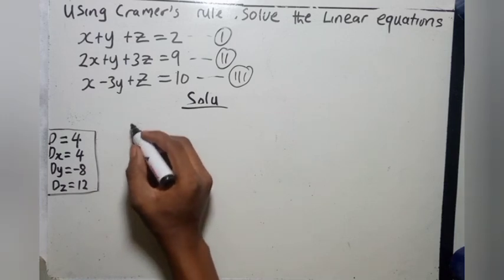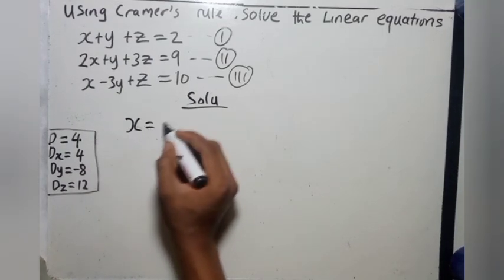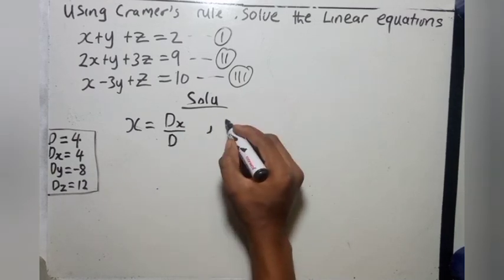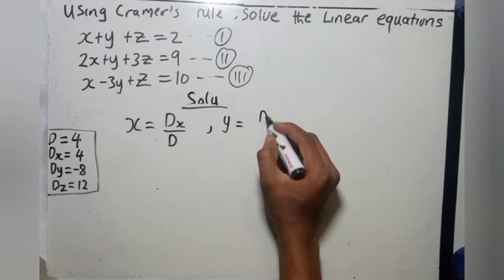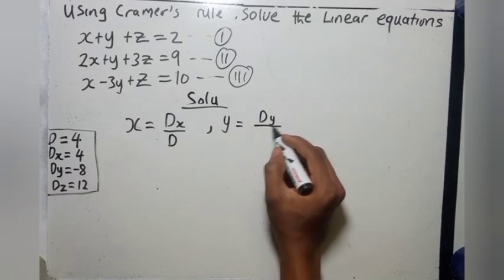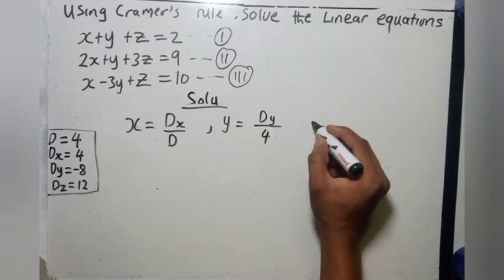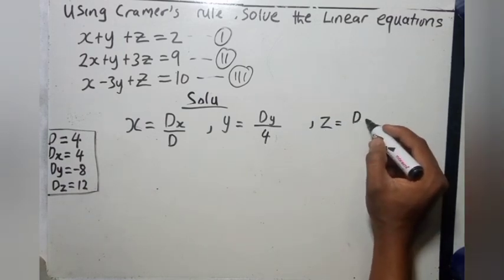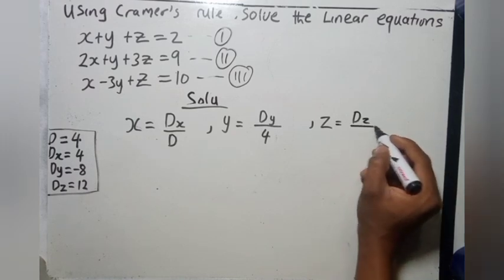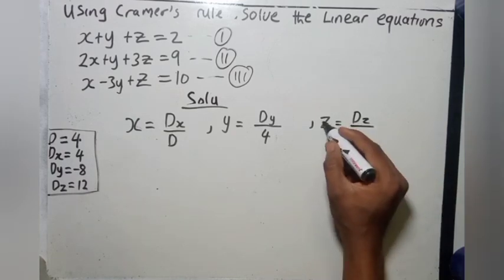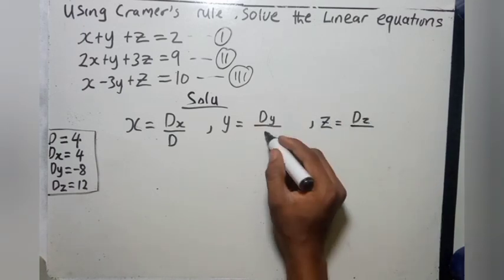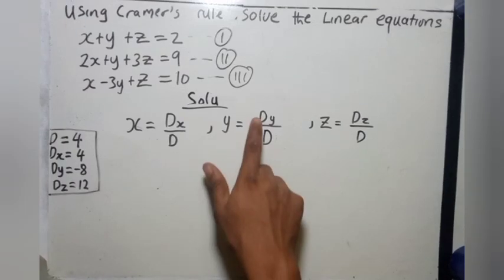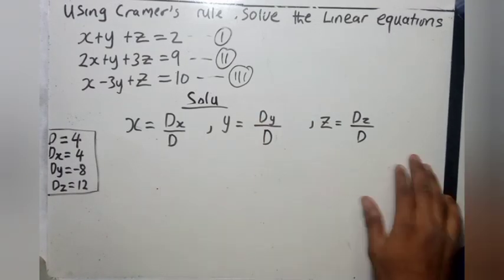Now for us to get our x is what? Dx over what? D. And for us to get our y is dy over what? D. For us to get our z is dz over what? D. They're all over d. This is dy over d, not over 4. So all of them is over d.